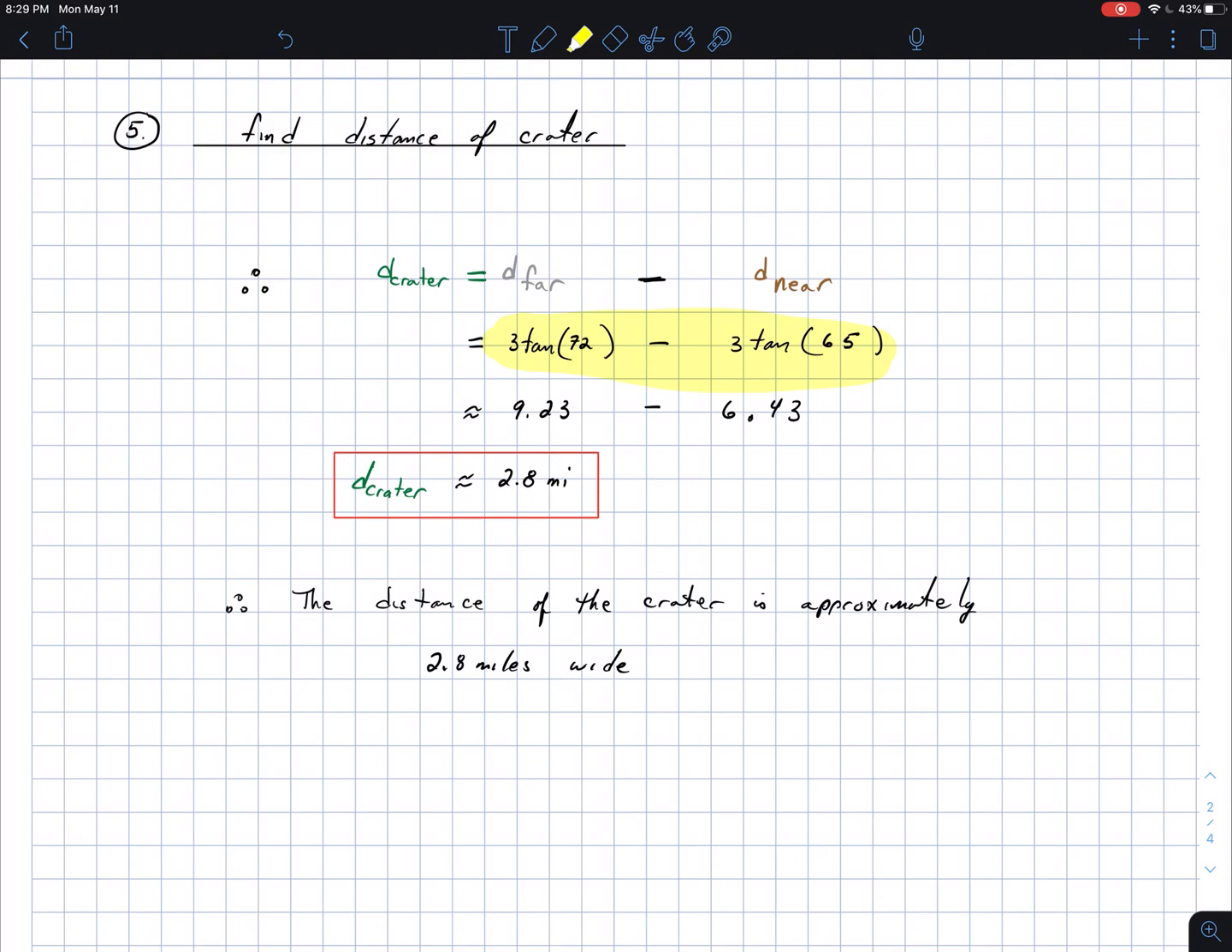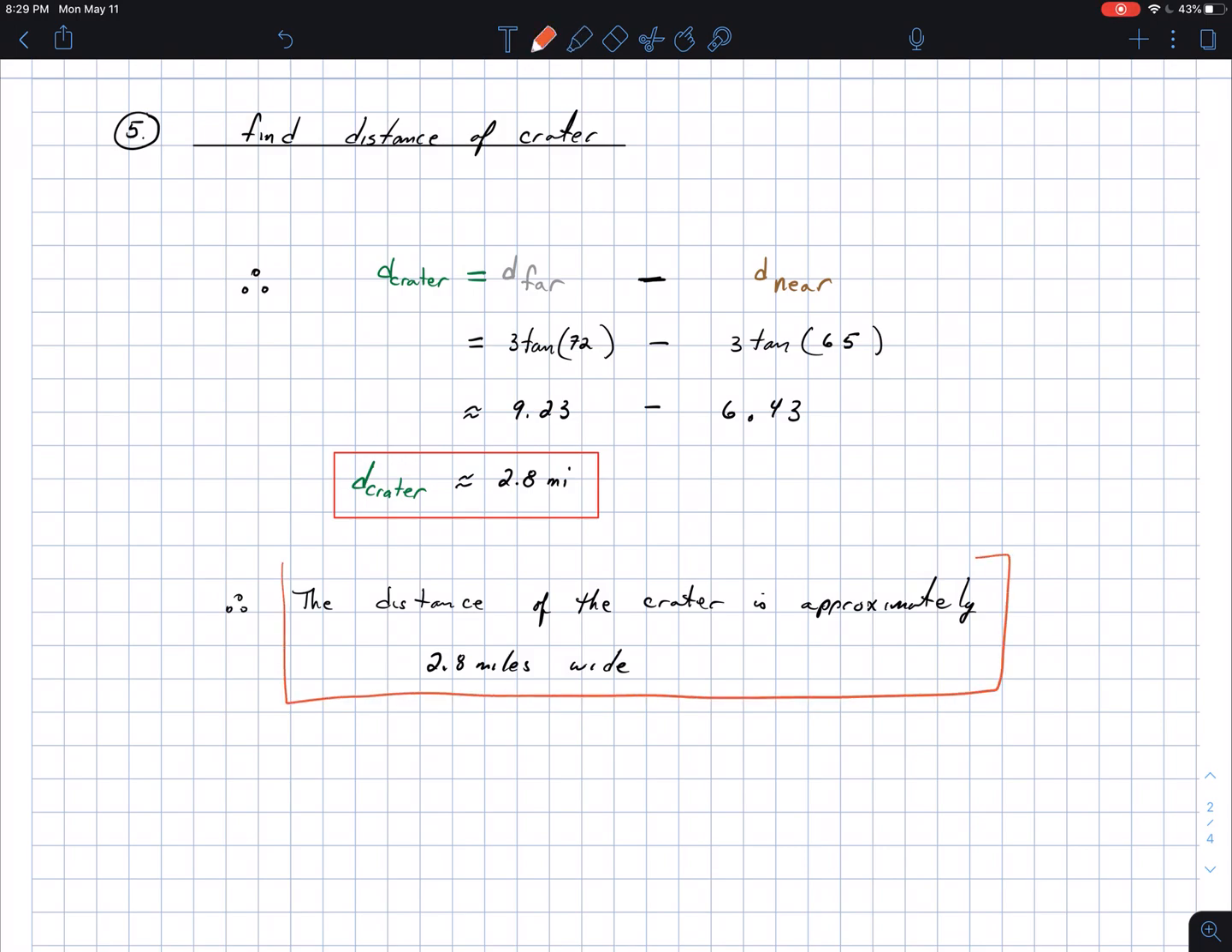Something interesting that we could factor out, but it's not the tangent, right? We could factor out a 3, but that's it. Okay? What I did then was substitute the values in, and then did the actual subtraction. Found out that it was about 2.8 miles and recorded it as such. The distance of the crater is approximately 2.8 miles wide. And that would conclude the problem.